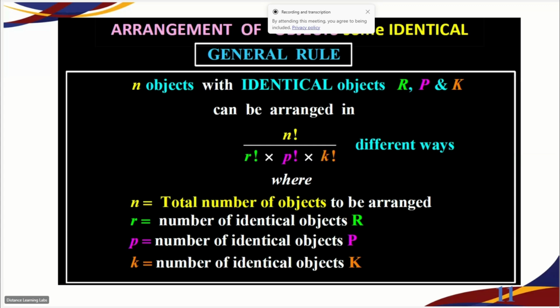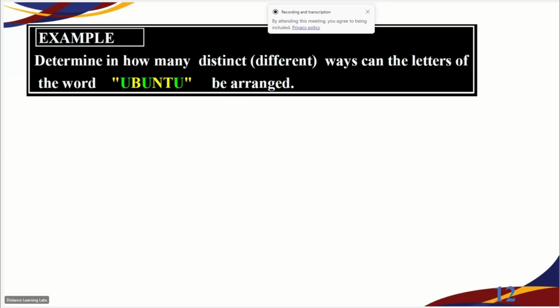Meaning if you have a word that has identical objects, then we are going to have a fraction in the number of different ways it can be rearranged. To accommodate for the identical letters, we then have our denominator. Now let's check the example on the screen. It says, in how many different ways can the letters of the word Ubuntu be arranged?